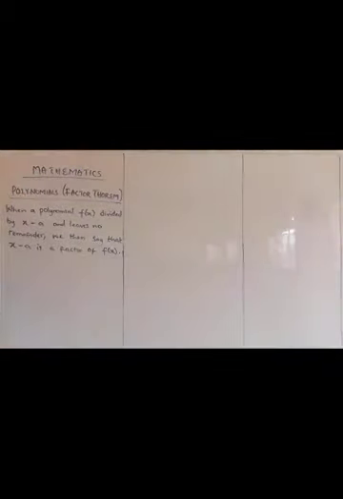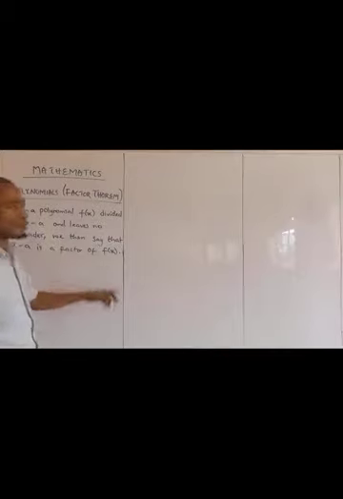Alright, let's look at this. When a polynomial f of x is divided by x minus a, x minus a is another polynomial of lesser degree than f of x. So when a polynomial f of x is divided by x minus a and leaves no remainder, we then say that x minus a is a factor of f of x.